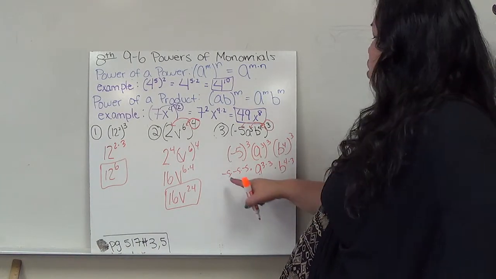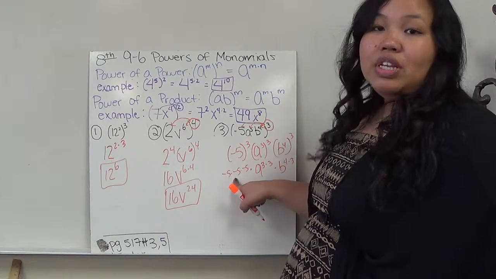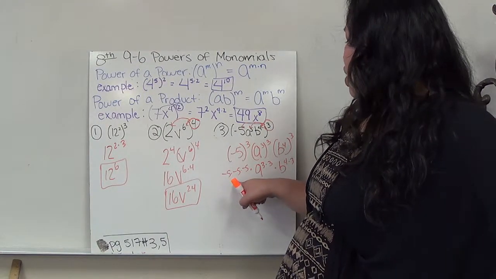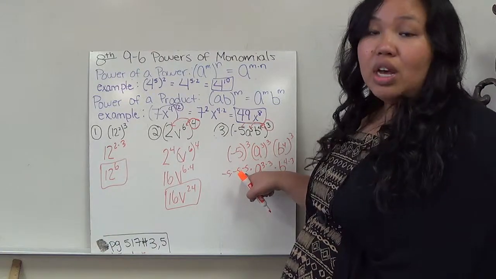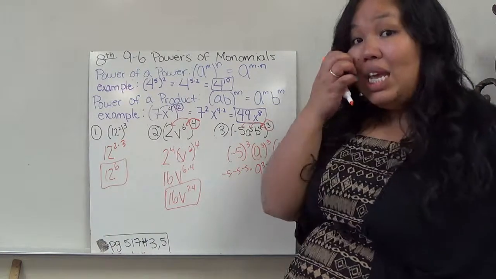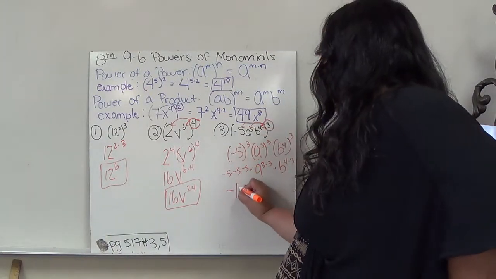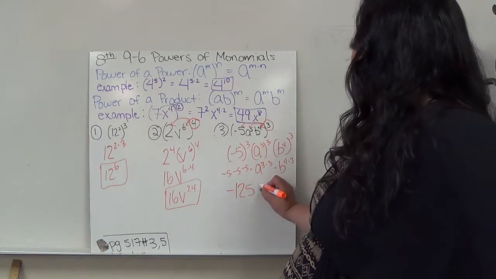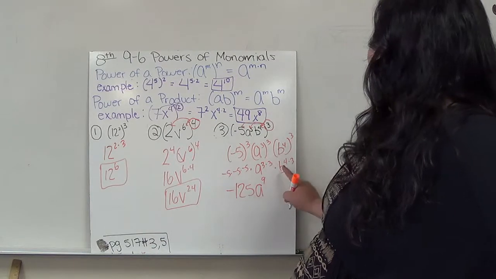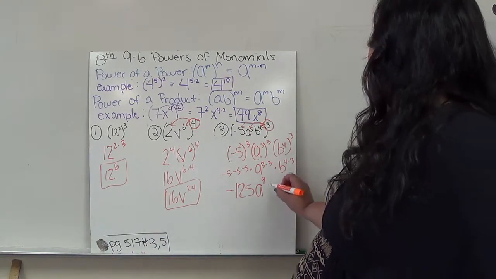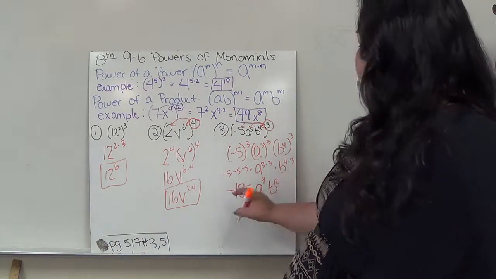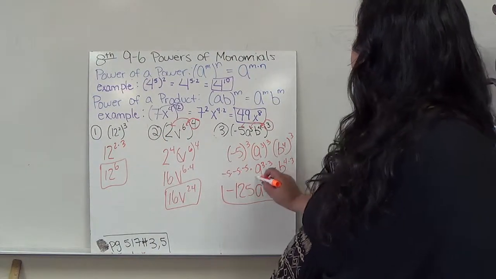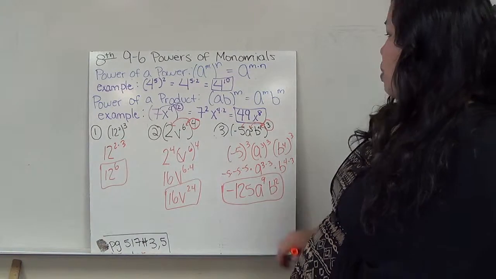So negative 5 times negative 5 is a positive 25. A positive 25 times another negative 5 will give me a negative 125. And then a to the 3 times 3 gives me a to the 9th, and b to the 4 times 3 is b to the 12. So it's the same concept as the previous one, but it's just more things that we have to multiply.